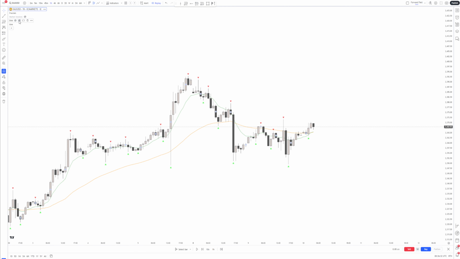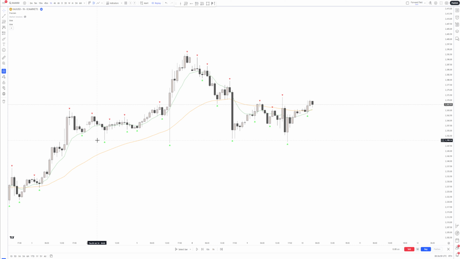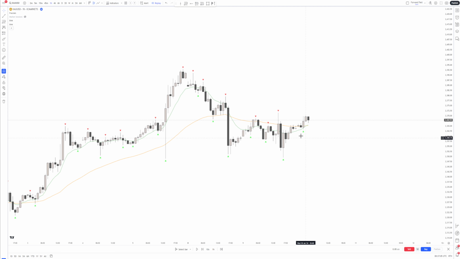These EMAs are the 10, which is the green, and the 50, which is the orange. Very simply, all I'm looking for is, if the green is above the orange, I'm only looking for bullish candles. If the green is below the orange, like for example here, I was only looking for bearish candles. That's it. So step one is, where are we in the market? If we're above, we are bullish. If we're below, we are bearish. That takes away this whole market structure analysis that can overwhelm a new person.